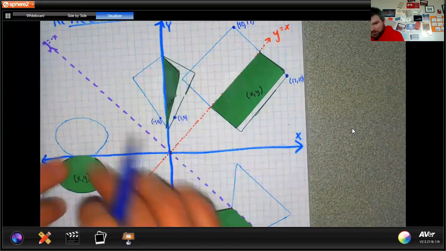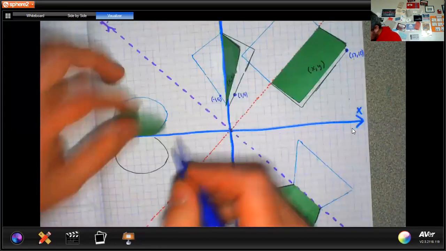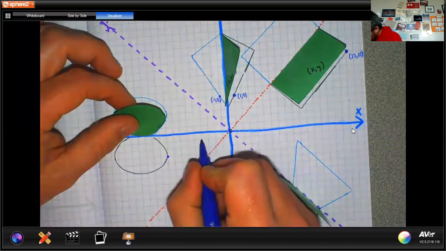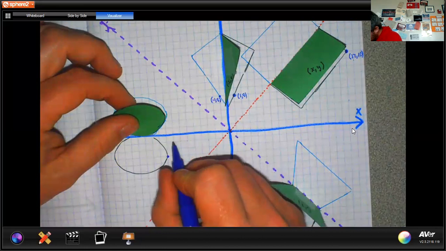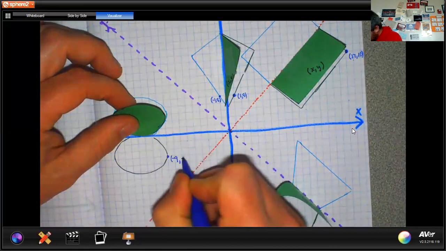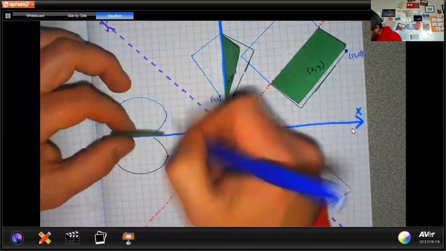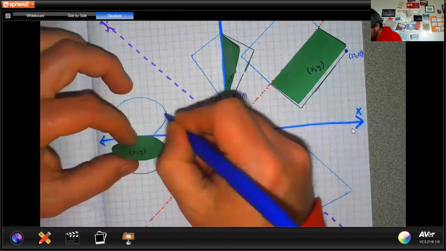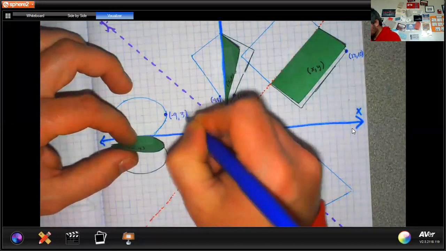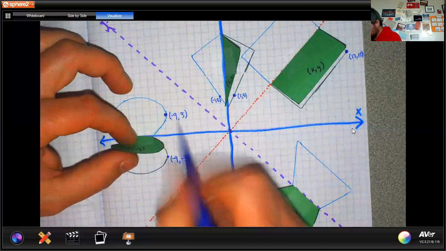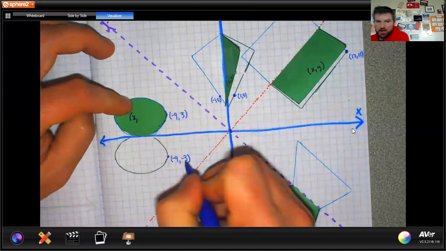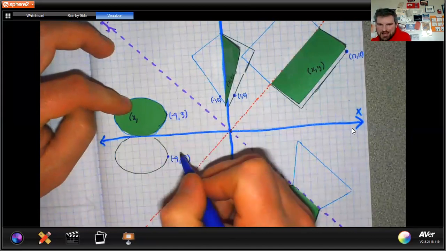All right, here we go. Let's find a point on this one right here. So 9, -3. And then here, well, we kind of got off a little bit. It should be right there. And that is 9, +3. So kind of the same thing happening. My x value stayed the same, but it was my y value that changed signs.